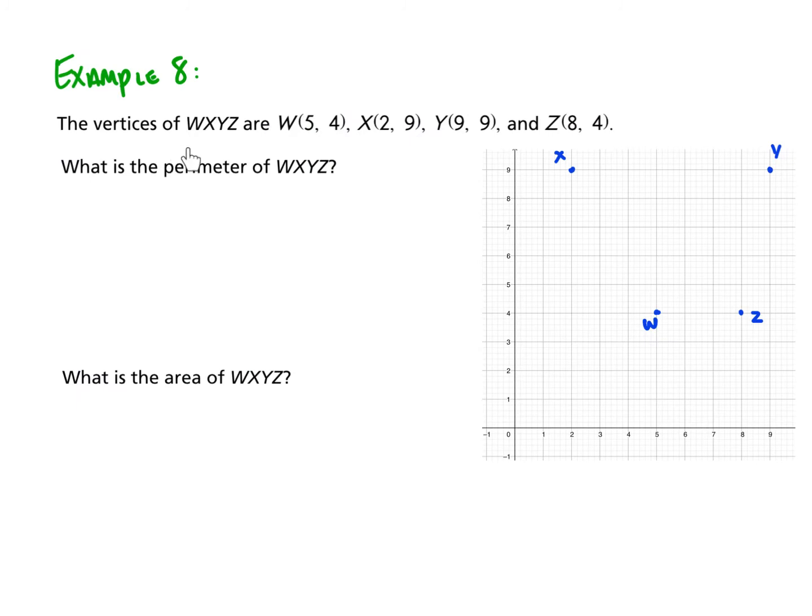Finally, we have this question with another quadrilateral put on a coordinate plane. So W is at 5, 4, X is at 2, 9, Y is at 9, 9, and Z is at 8, 4. And the first thing we have to do is find the perimeter. Now I'm going to go ahead and draw in my shape here. So I'll connect X to Y, I'll connect Y down to Z, connect W to Z, and then connect X to W. So there's my shape.